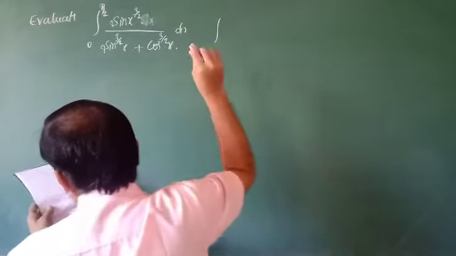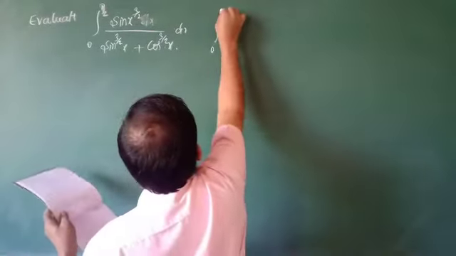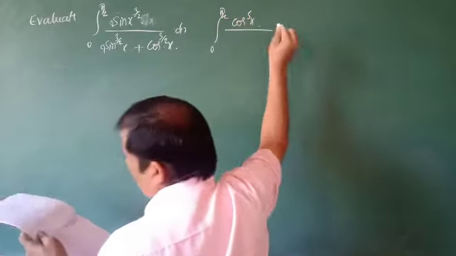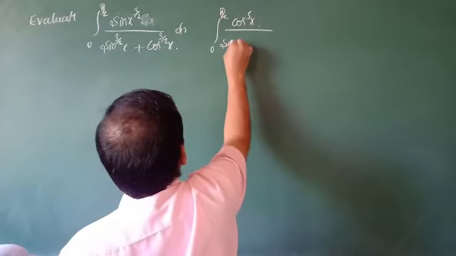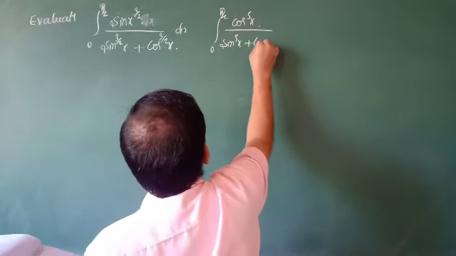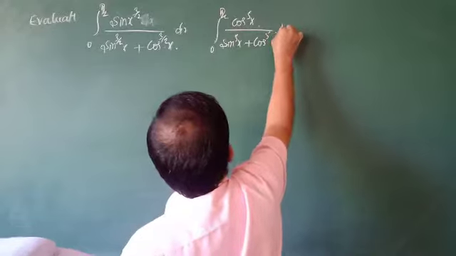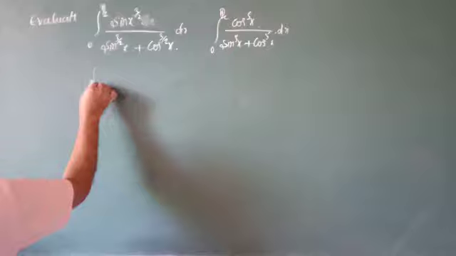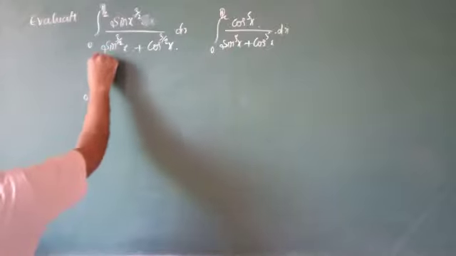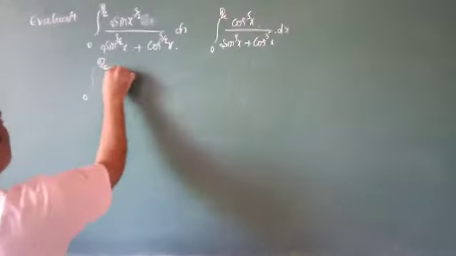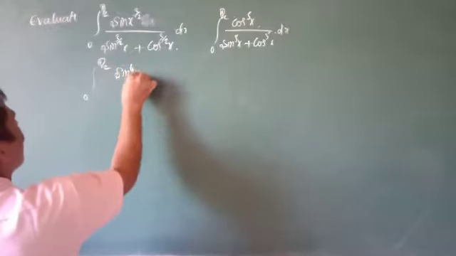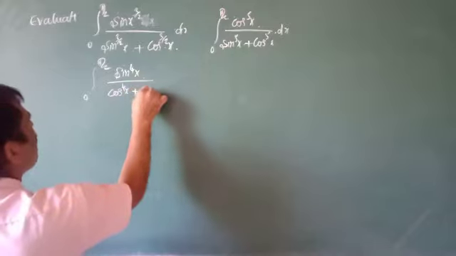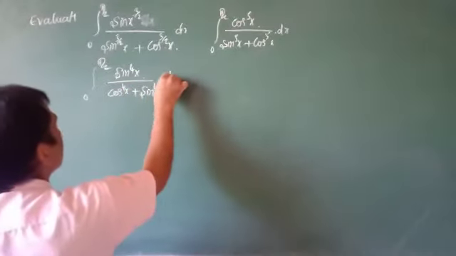Another example is the integral from 0 to pi by 2 of cos to the power of 5 x divided by sin to the power of 5 x plus cos to the power of 5 x with respect to x. Same, that is the integral from 0 to pi by 2 of sin to the power of 4 x divided by cos to the power of 4 x plus sin to the power of 4 x with respect to x.